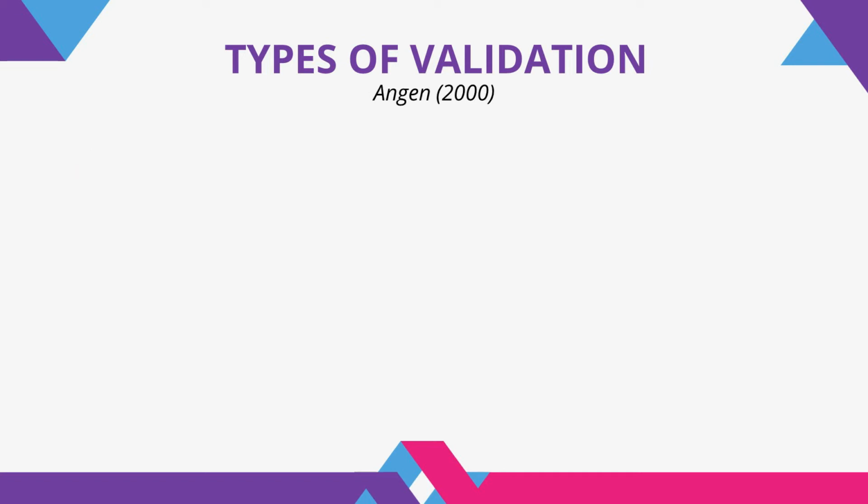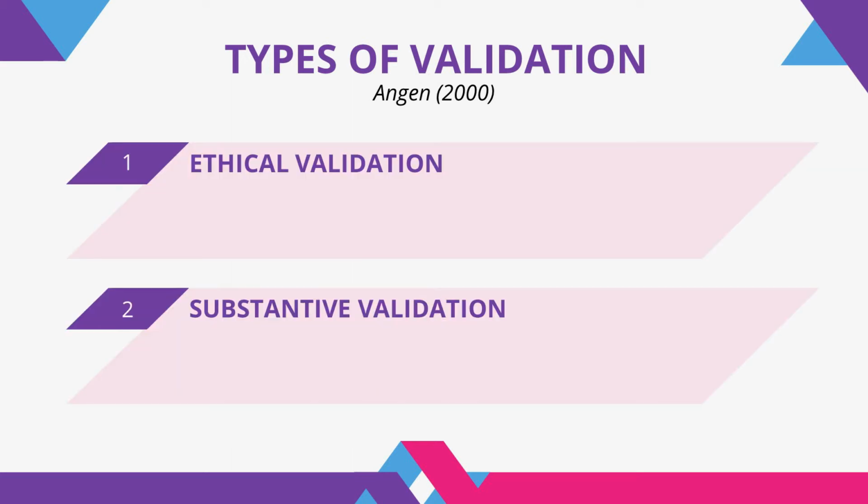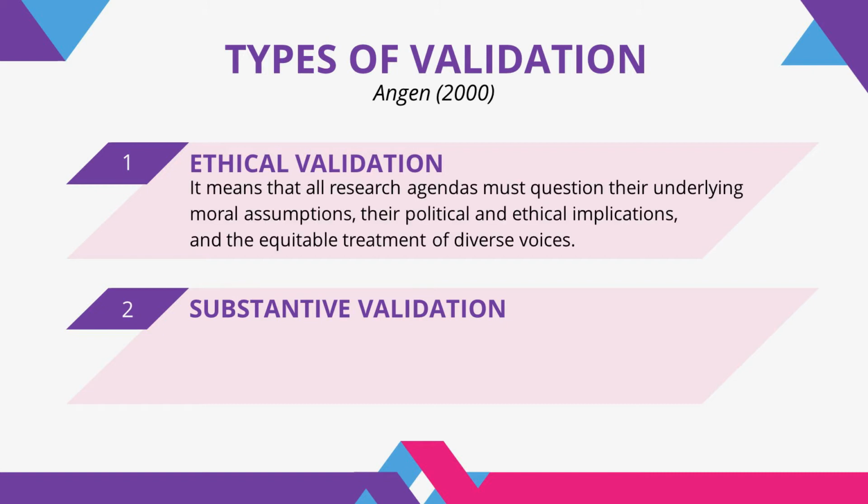Angen in 2000 advances 2 types of validation: ethical validation and substantive validation. Ethical validation means that all research agendas must question their underlying moral assumptions, their political and ethical implications, and the equitable treatment of diverse voices. It also requires research to provide some practical answers to questions.